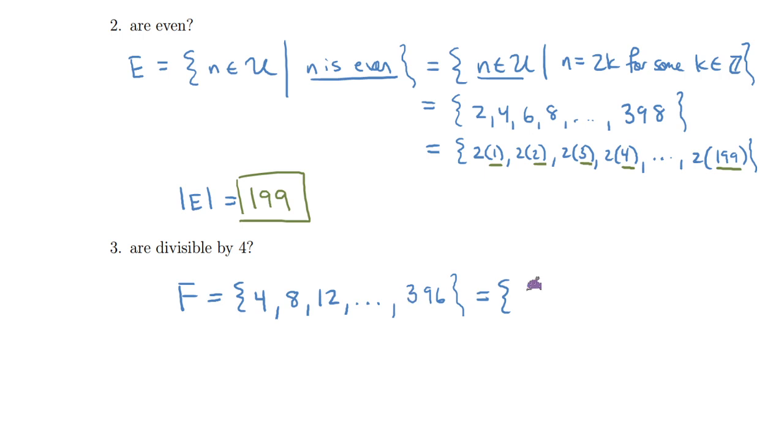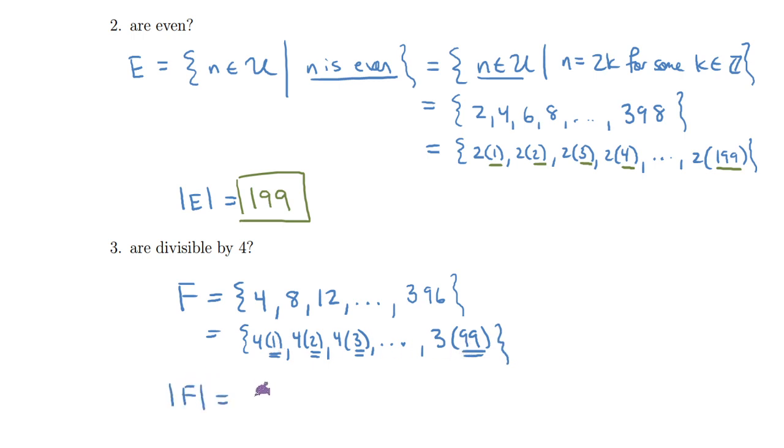Looking at that, it might not be clear how many there are, but if you do the same exact trick that we just did, you could rewrite each of these. Let me stack them so it's a little easier to see. I could write this as 4 times 1, 4 times 2, 4 times 3, and so on. Now that I have this pattern, it's really easy to count them. You have to figure out that 396 is 4 times 99. And now it's pretty clear that there's 99 of them in there. So there's 99 of them that are divisible by 4.